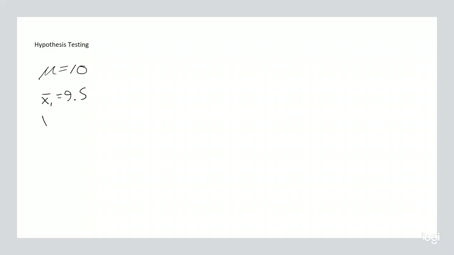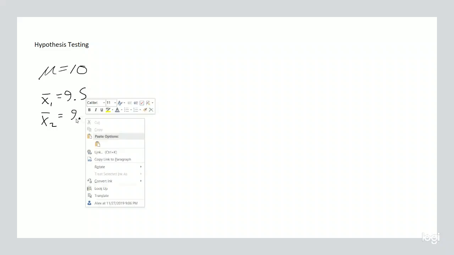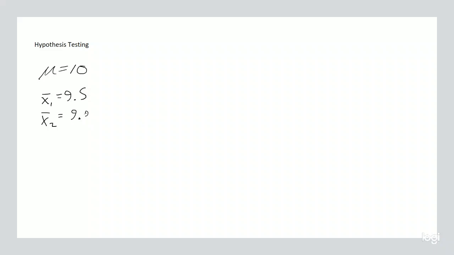Now, what if we had a different sample mean, which was not 9.5, but 9.9? Would we be more convinced? Maybe. Or what if we had a different sample mean, which was not 9.9, but 5? Okay, then would we be convinced that our assumption that the population mean is 10 might be wrong? So the question is, where do you draw the line? And that's what hypothesis testing is about.